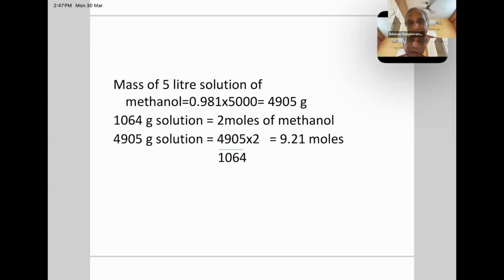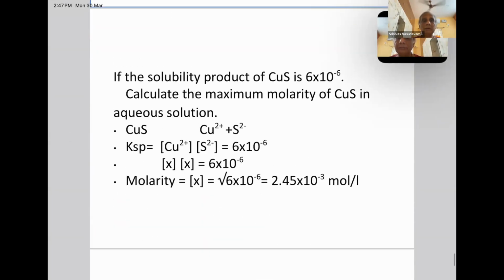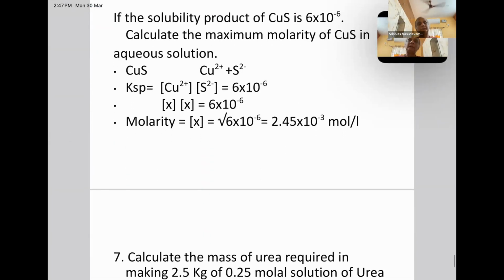4905 grams of solution contain how much methanol? So 4905 into 2 by 1064, which is 9.21 moles. Then solubility product. Solubility product is the product of concentration of ions each raised to the stoichiometric coefficient in a saturated solution at 298 Kelvin. Here, the solubility product of copper sulfide is given as 6 into 10 power minus 6. Find out the molarity of CuS in aqueous solution.